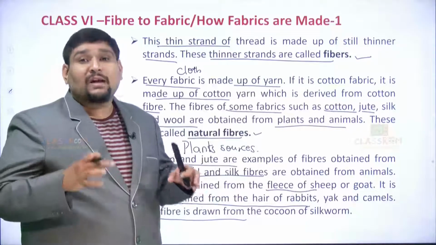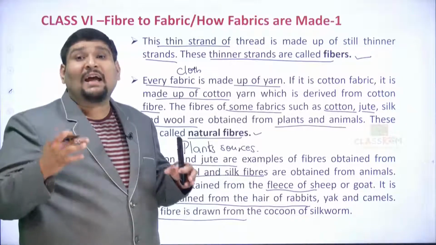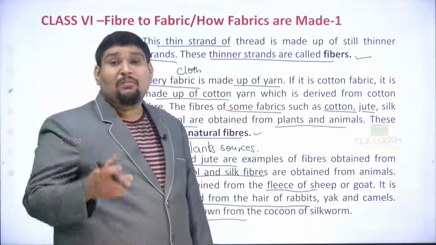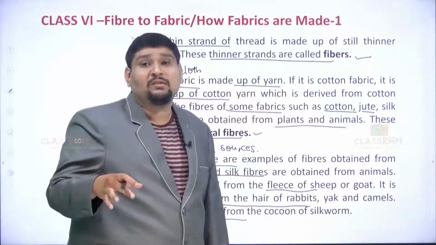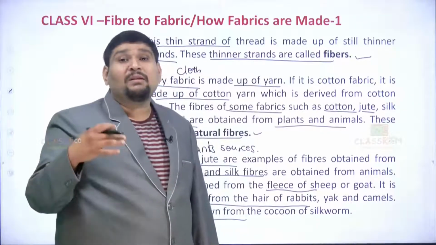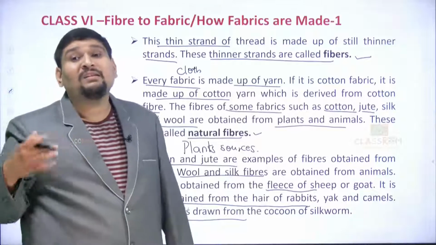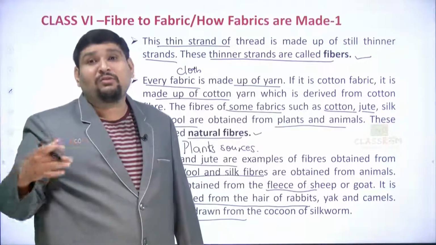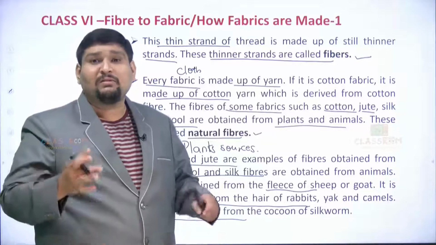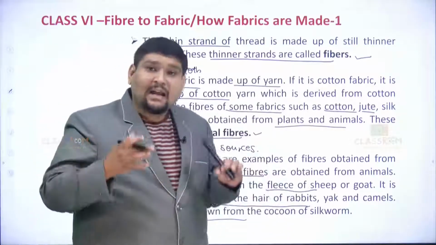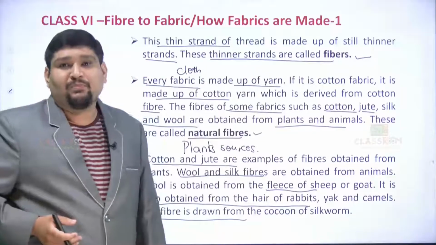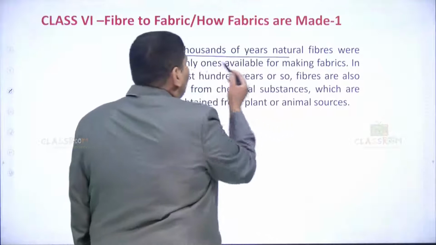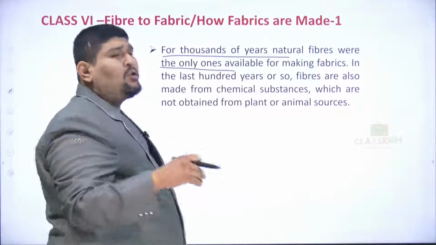So, these are the sources of fibers which are available to us in natural forms, that is, plants and animal sources. Apart from natural sources, fibers or fabrics are also prepared synthetically, man-made. Those are called synthetic fibers, which you will learn in your higher classes, but here we are going to concentrate on natural fibers as per your chapter. Yes, let us see. For thousands of years, natural fibers were the only ones available for making fabrics.